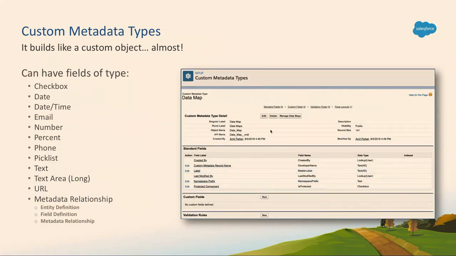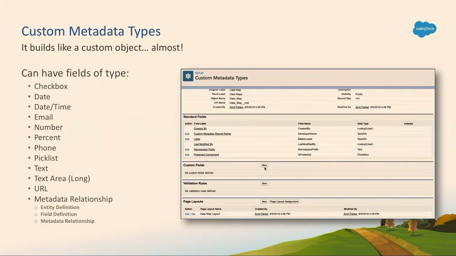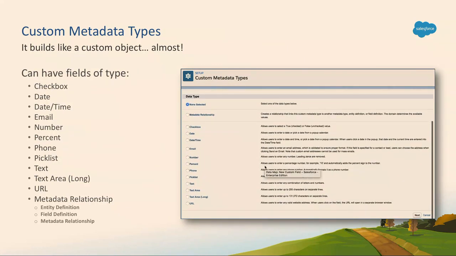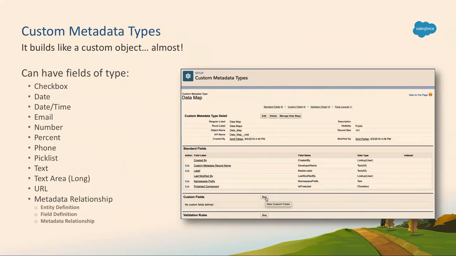So I mentioned they build like custom objects. It's a very familiar interface. You have the ability to add fields to them, so things like checkboxes or date fields, text, percent, phone, all that good stuff. But I'm particularly interested in one of these, which is the metadata relationship field, which allows you to map to entity definitions, field definitions, as well as relationships to other metadata types.